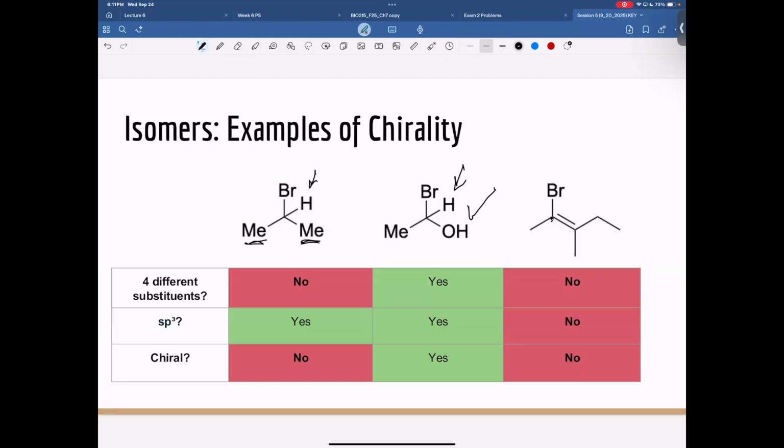What about this one right here? No, it's not, because it has that double bond right there. That means it's not sp3. What about this carbon right here? Is that one chiral? No. Does anyone know why? Because there are 2 hydrogens on it. Yeah, the 2 hydrogens are the same group, so it's not chiral.